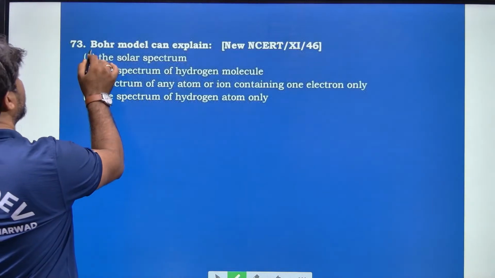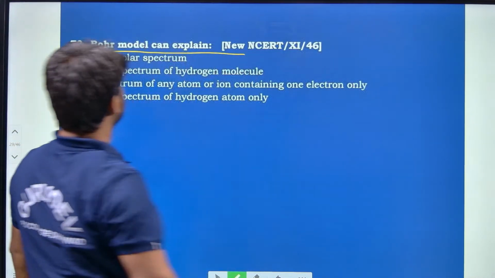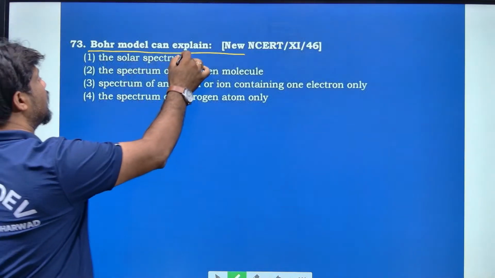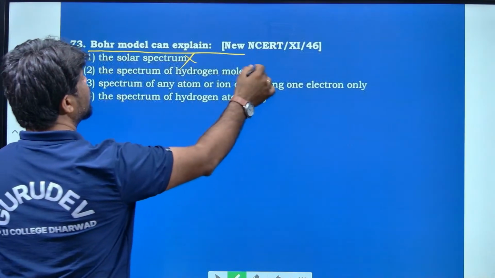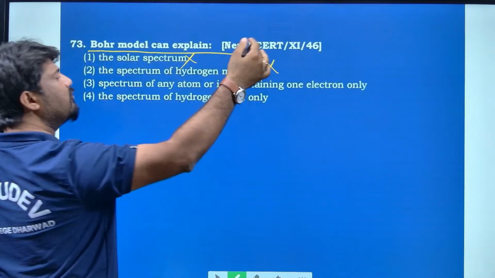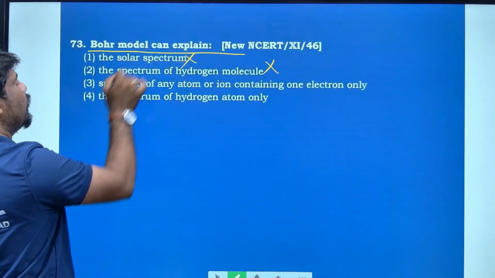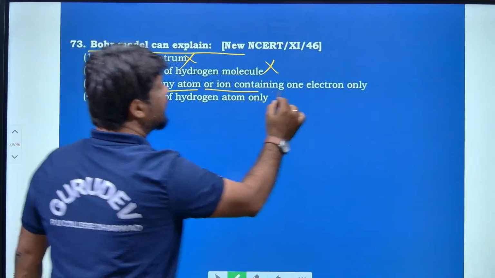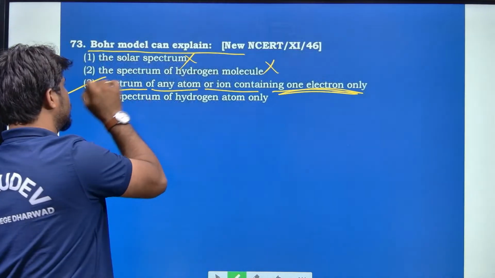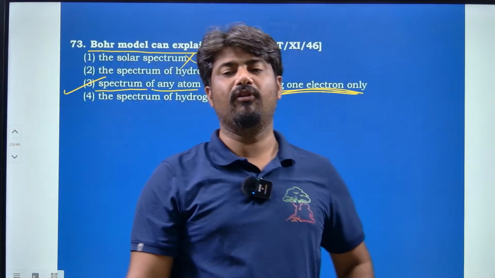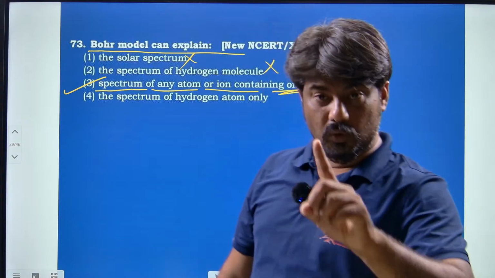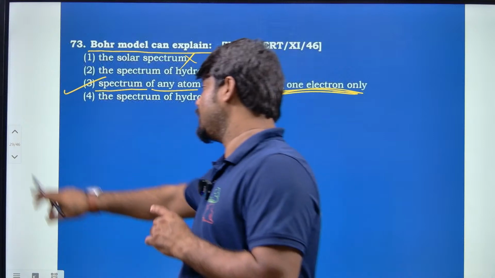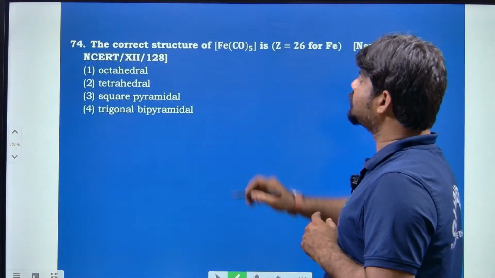Problem number 73. Bohr's model can. So what does Bohr's model explain? Solar spectrum? No. Spectrum of hydrogen molecule? No. It did not explain for only hydrogen molecule. So Bohr's model explained the spectrum of any atom or ions containing only one electron. Yes, of course, Bohr's model explained the spectrum for the atoms or ions which contain only one electron. So answer 3 is the right answer for the question. Well, go to the next then.